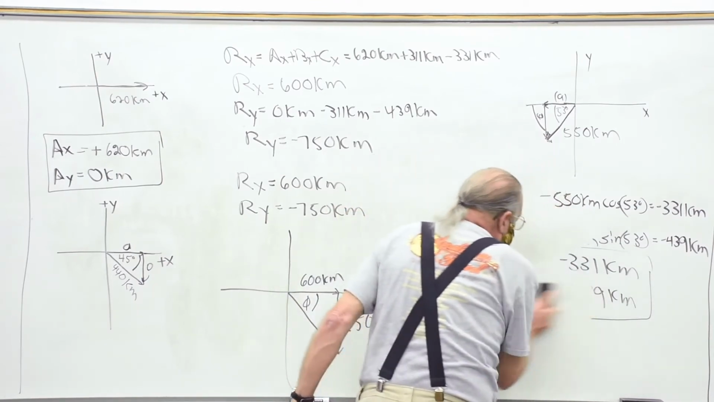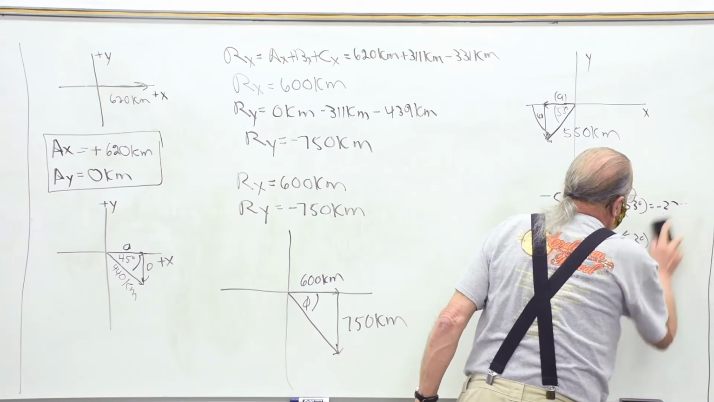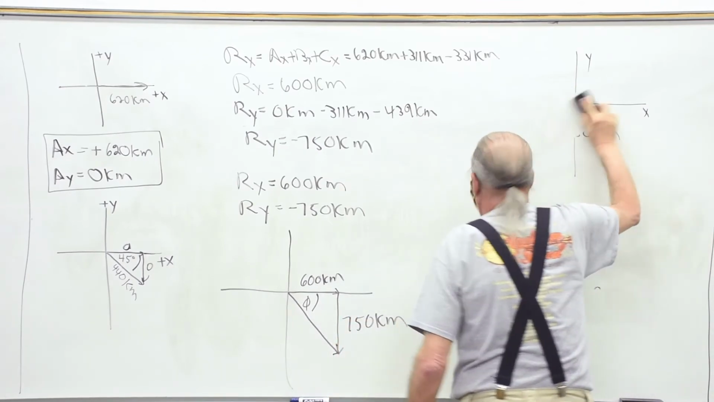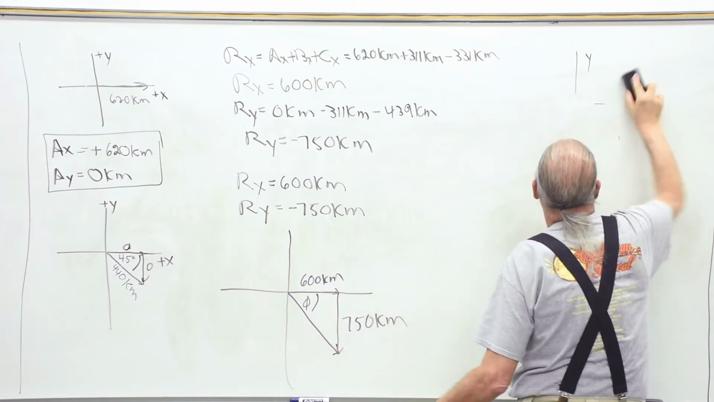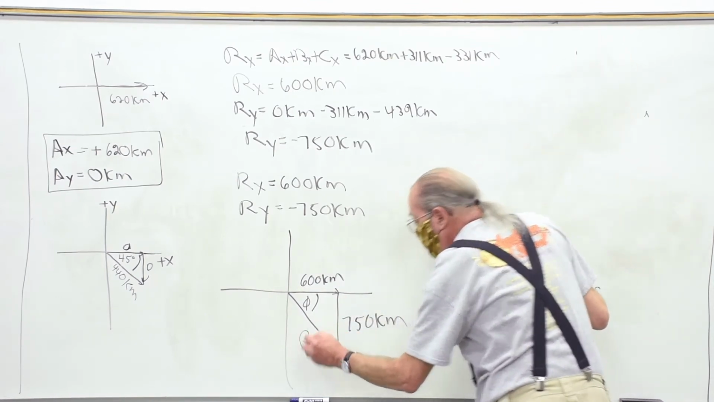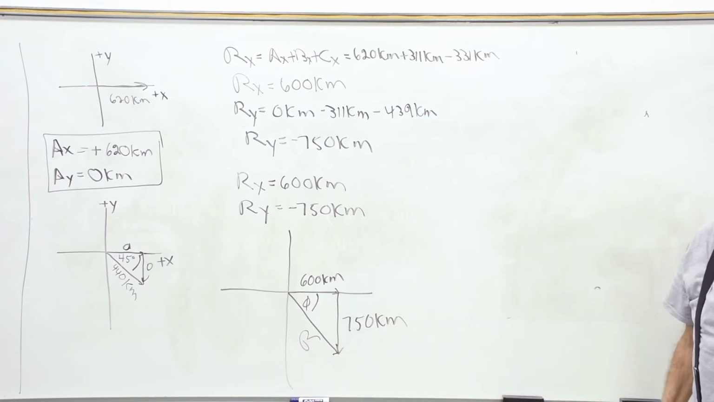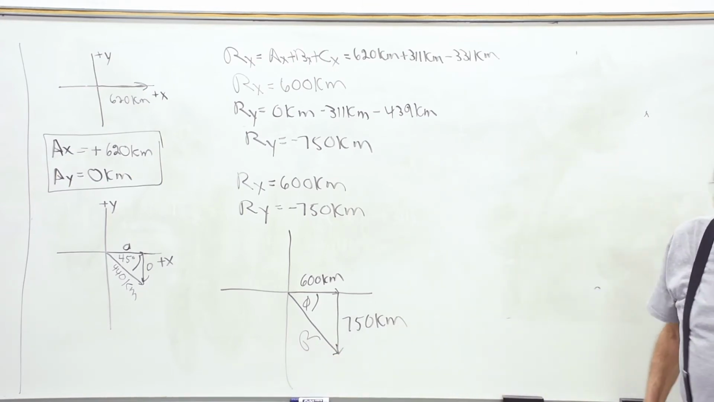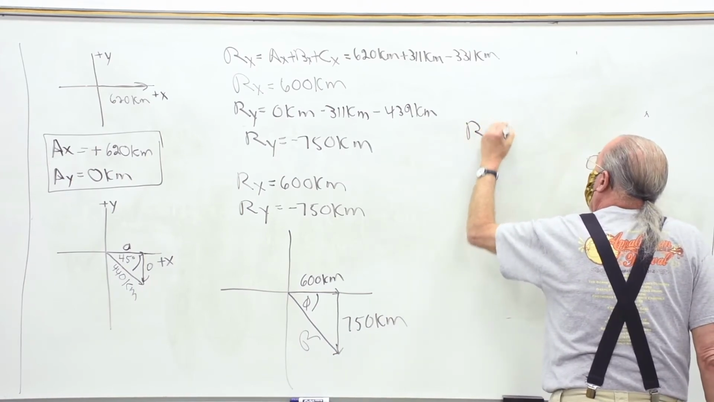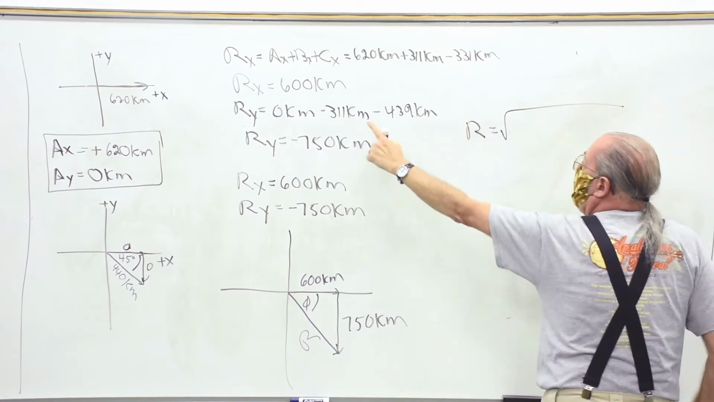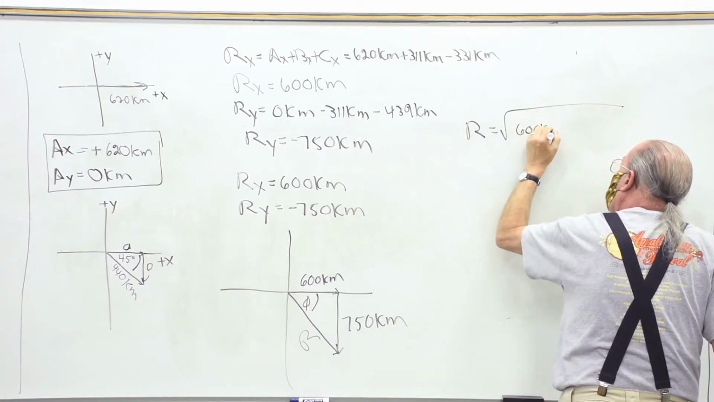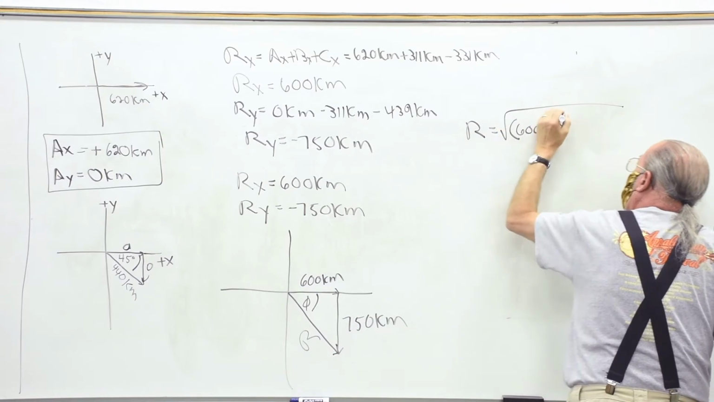See, by drawing that diagram, I'm telling whoever's looking at this that the angle that I come up with is south of east. So how do I find the magnitude of this? Whose theorem do I use? Pythagoras. So the resultant is the square root of 600 kilometers, now watch this, all squared.